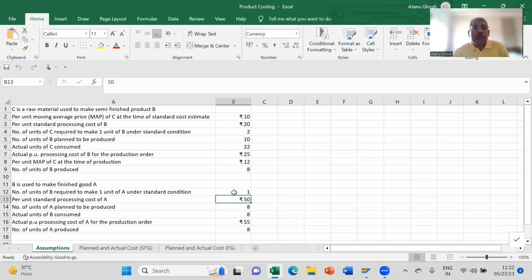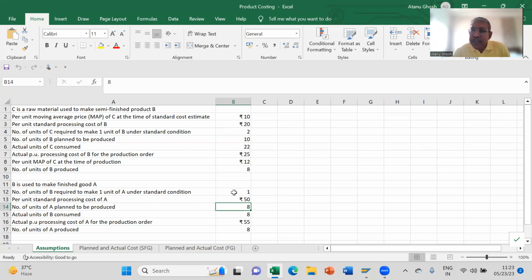The per unit standard processing cost of A is rupees 50. Again, the standard processing cost is calculated the same way as a part of standard cost estimate. The same method is adopted as we have discussed while estimating the standard cost of B. The number of units of A planned to be produced is 8. Why 8? Because now the production manager knows that I have only produced 8 units of B in my previous process. I planned to make 10, but 2 got rejected. So I can make a maximum of 8 of A. I cannot make 10.